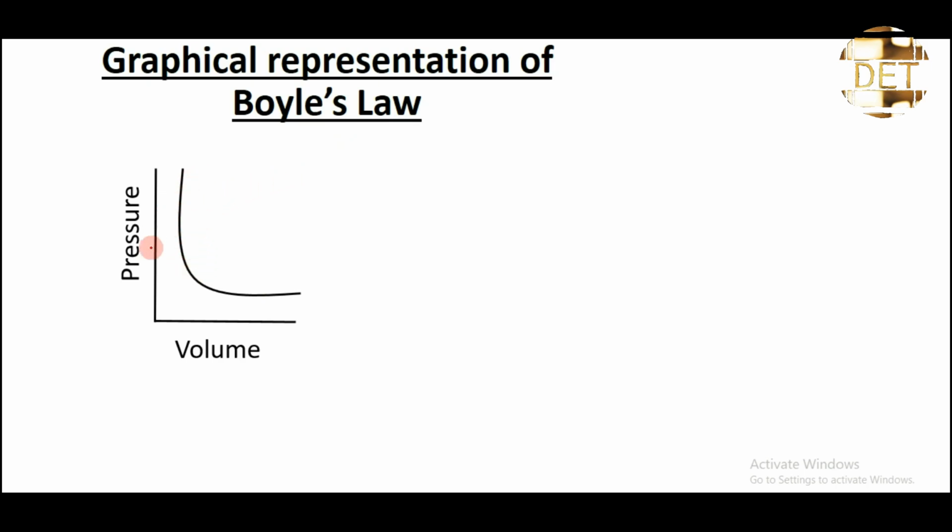The next thing that we should know is the graphical representation of Boyle's law. I have this first graph here. This is a graphical representation of Boyle's law. Like I said, Boyle's law states that P, the pressure of a fixed mass of gas, is inversely proportional to volume. So when the pressure increases, the volume will what?